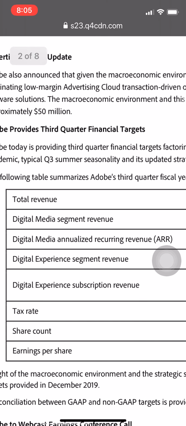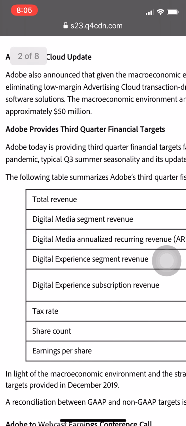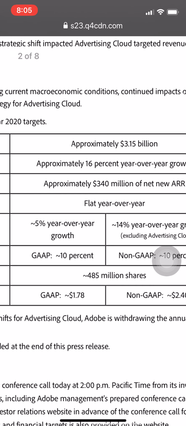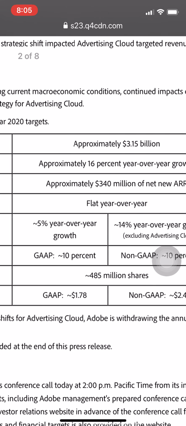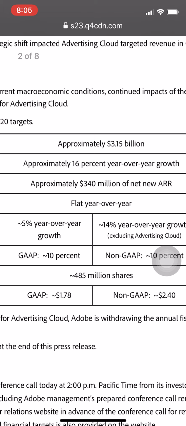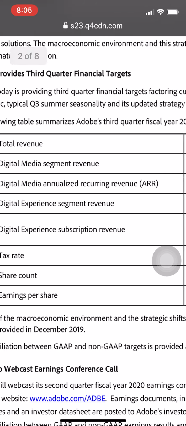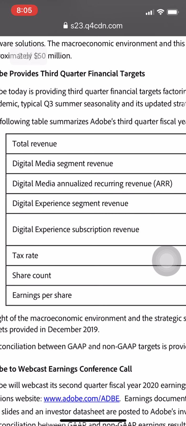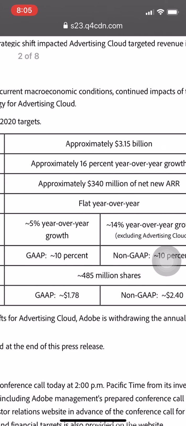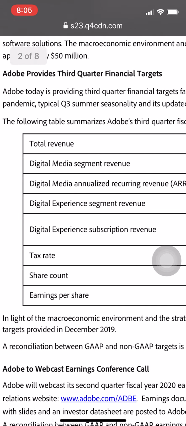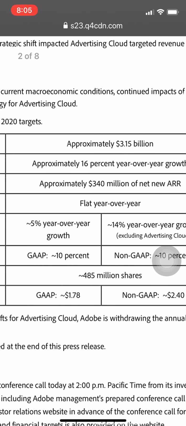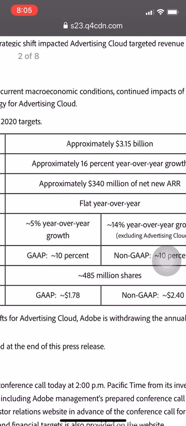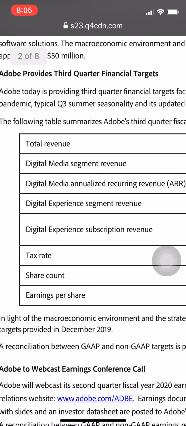Taking a look at this financial target for Q3, total revenue at $3.15 billion, digital media segment revenue 16% year over year growth. So they're confident in their double digit growth again next quarter. Digital media annualized recurring revenue ARR, $340 million of net new ARR. Digital experience segment revenue flat year over year. So even though it's not growing, it'll maintain where it's at.